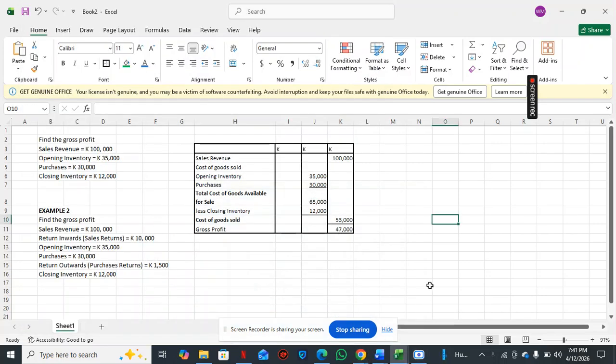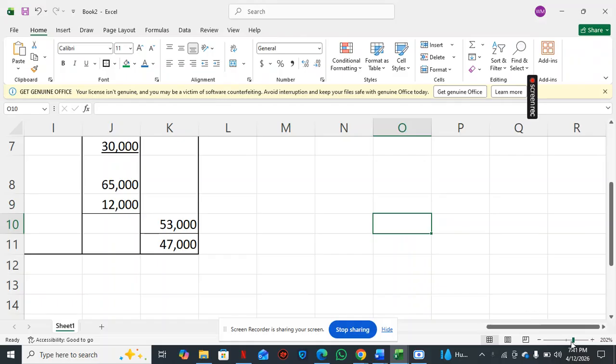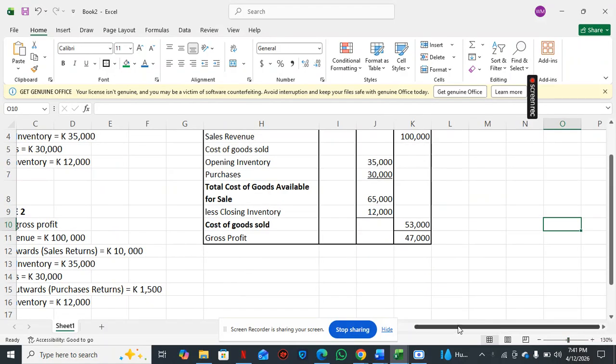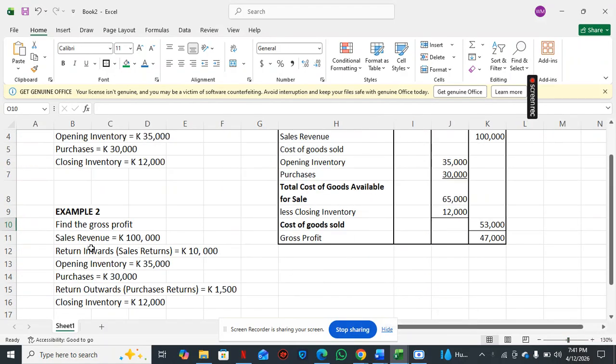Okay, so we have the second example here for this information. Now we introduced return inwards, or sales returns, a contra revenue account because it reduces your sales revenue. Return inwards is when a customer brings back goods to you. You sold them goods, they bring them back because probably they were damaged, maybe they're the wrong ones. So return inwards lowers your sales revenue.